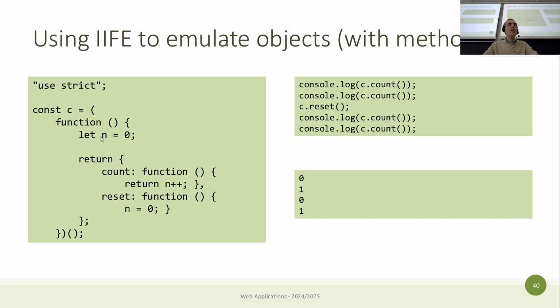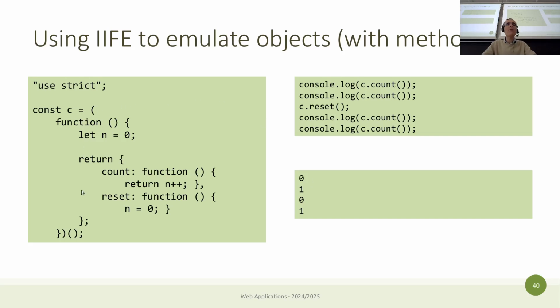The result is that we have n, which is hidden from all the rest of the code in our program, because it's now only accessible through the closure. And it means that it can only be accessed through the count and reset functions. Okay, and that's a way in which JavaScript can be used.